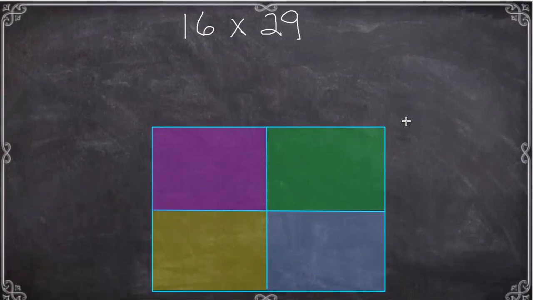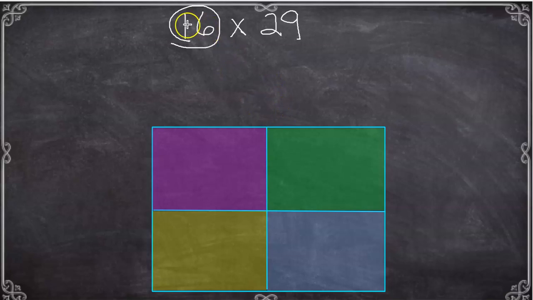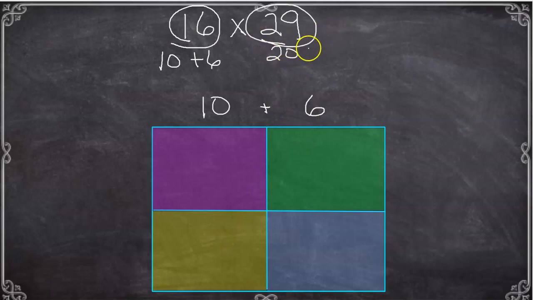Let's look at 16 times 29. The first thing I want to do is take my first number and break it up into its tens and its ones. I'm going to rewrite 16 as 10 plus 6, and I'm going to do that across the top of this box here. So I'm going to put the 10 here, and you can put a plus here if you'd like. You don't have to. And the 6 here. And then I'm going to do the same thing with the 29. Break this up into 20 plus 9. And I'm going to put the 29 down the left side as 20 plus 9.